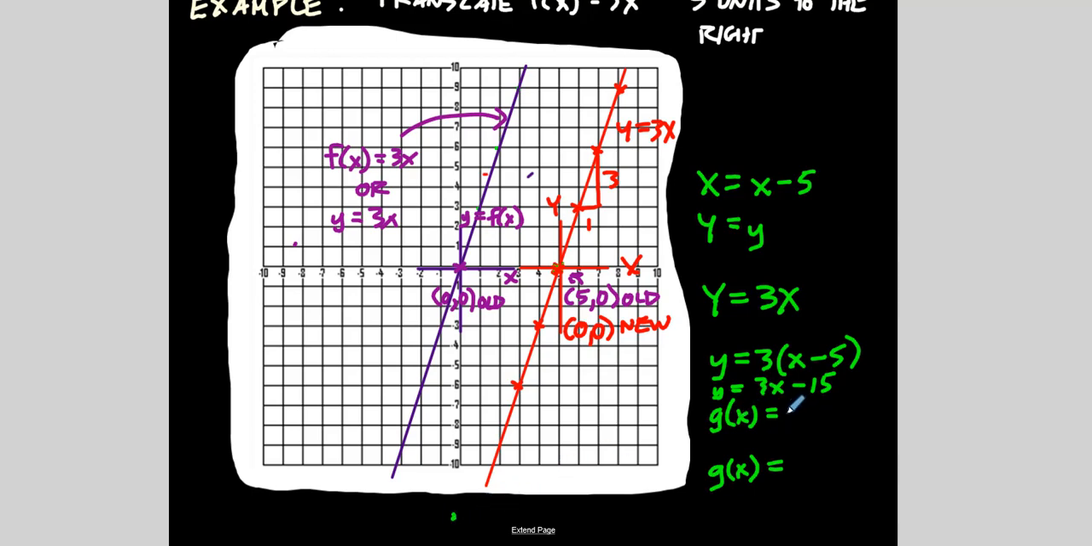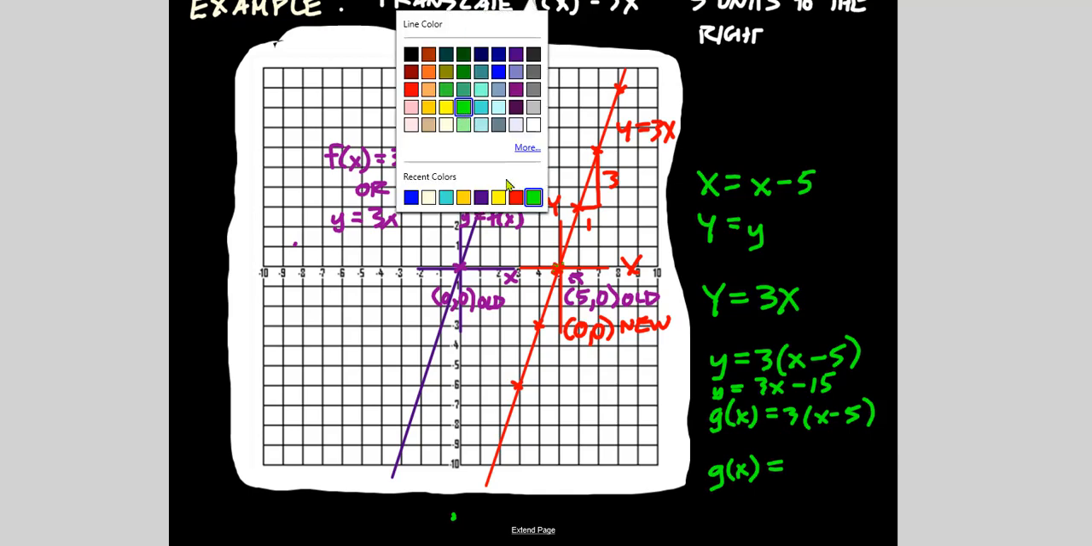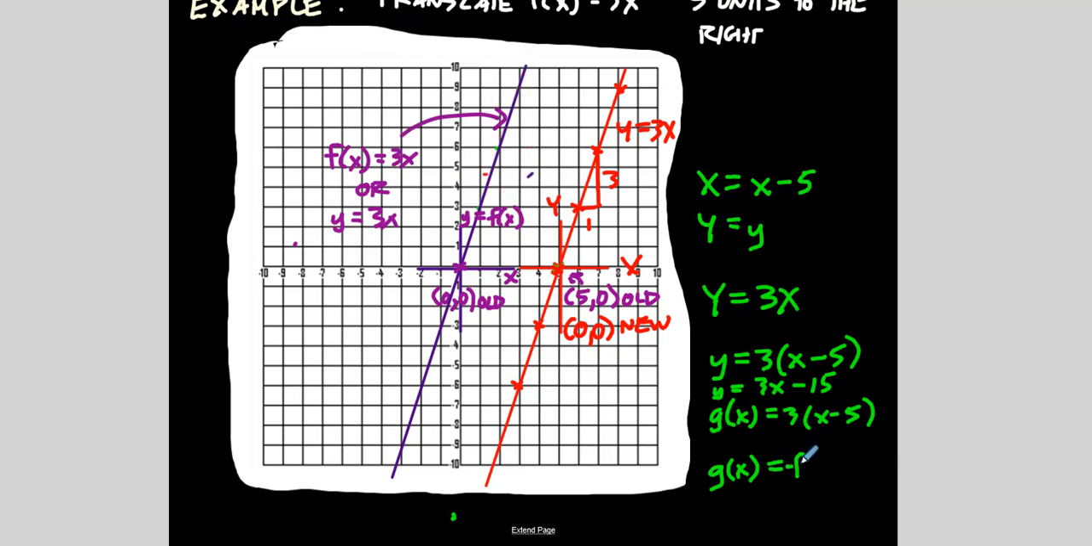So g of x could be written as 3 times the quantity x minus 5. While you can write it as 3x minus 15, this reveals some information too. It also happens to be the x-intercept in this case, and it shows your shift. Finally, we could write this simply as g of x is f of x minus 5.